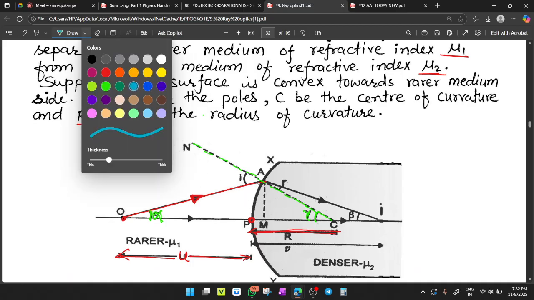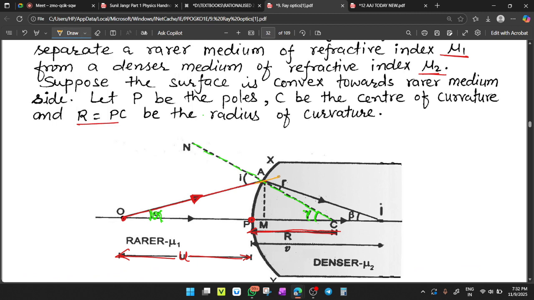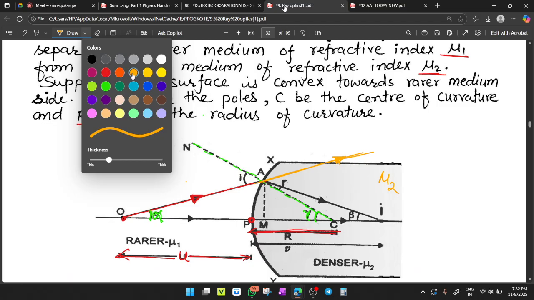Now check the type of refraction here. As the rays are coming from rarer medium to denser medium, the rays have to go like this. If there is no refraction, then there will be the original path. Right or wrong? If there is no refraction, then the light ray will go along its own initial direction. But here refraction will take place because the light ray is coming from rarer to denser. Mu1 is rarer and mu2 is denser. Clear or not clear? And you know, when the light ray is coming from rarer to denser, it bends towards the normal.